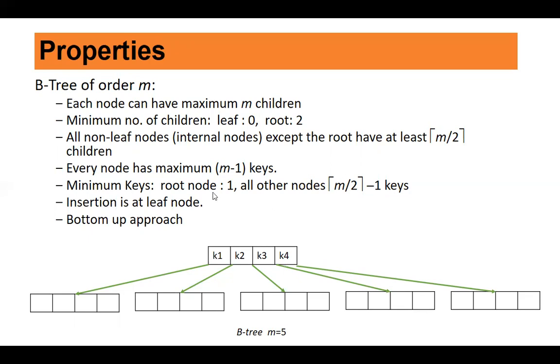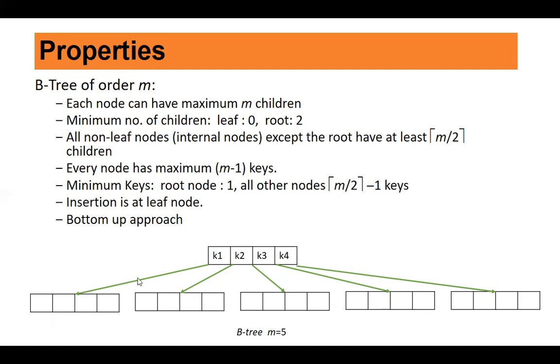Now, minimum keys. The root node can have 1, because in the beginning the single key you insert becomes the root node. All the other nodes will have a minimum of ceiling of m by 2, minus 1 keys. When we talk about the ceiling of m by 2, if m is 5, then 5 by 2 gives 2.5, and because it is a ceiling, instead of 2.5 you take the upper bound, that is 3. Fine, so it takes the upper part, that is ceiling.